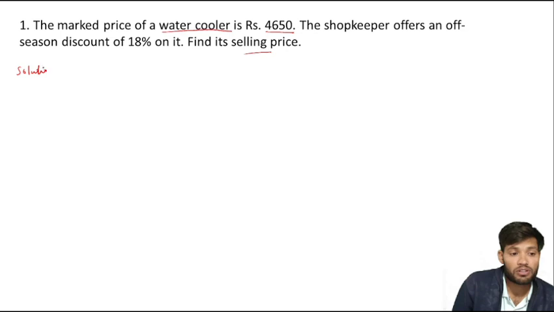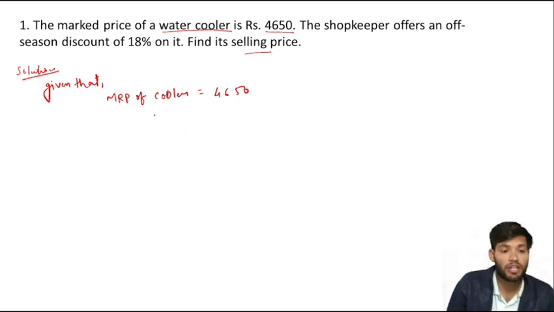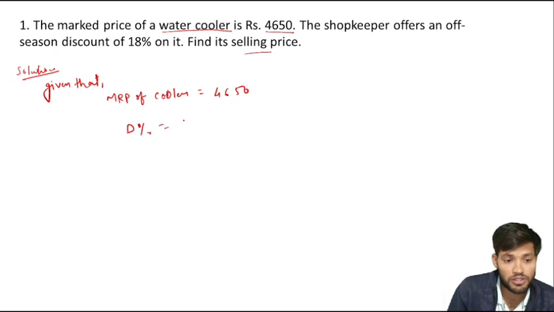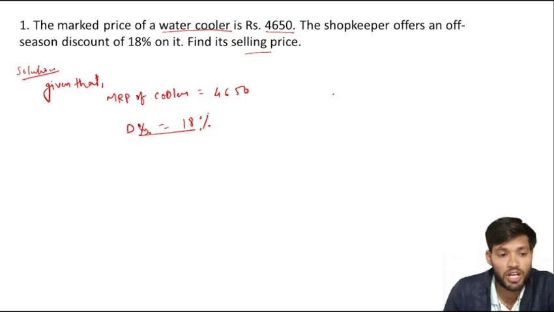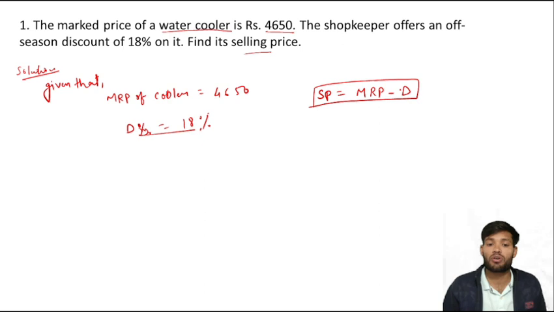First of all, we have to take given that, solution. Given that the MRP, the marked price of a water cooler, is equal to 4650, and the shopkeeper offered an off-season discount percentage equal to 18. Our discount is equal to 18%. We have to find the selling price. So first of all, we have to learn the formula that selling price is equal to MRP minus discount. We have to remember this relation of MRP, discount and selling price.